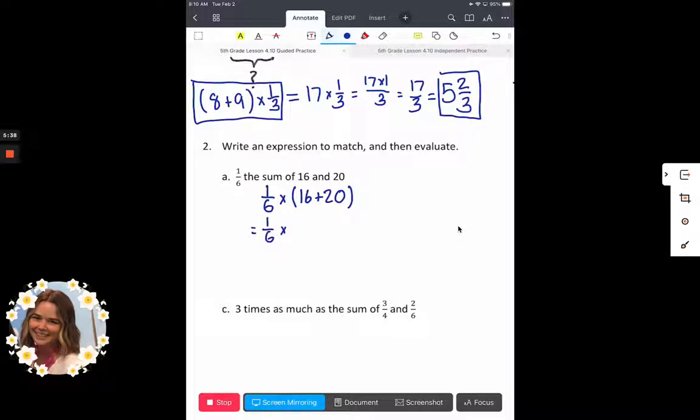1/6 times 16 plus 20, which is equal to 36. And then we can multiply this out, and this becomes 1 times 36 over 6, or 36 over 6. And when we reduce this, we're left with 6, right? Because 36 divided by 6 is equal to 6. So I'm going to draw a box around my expression that we wrote and around my answer.